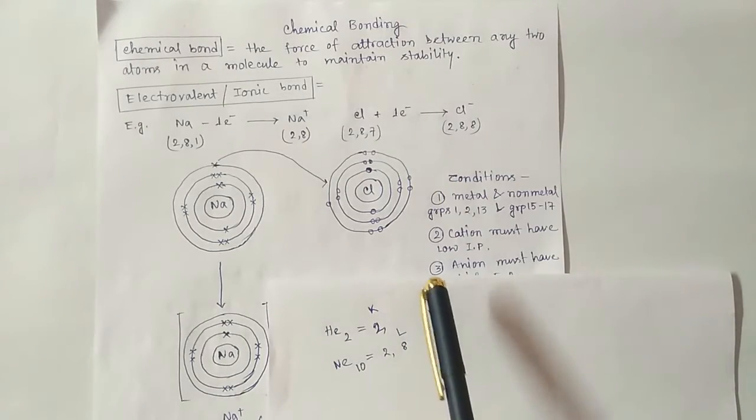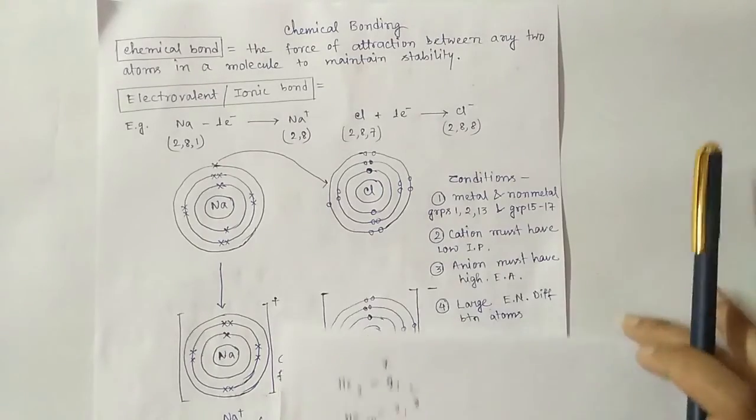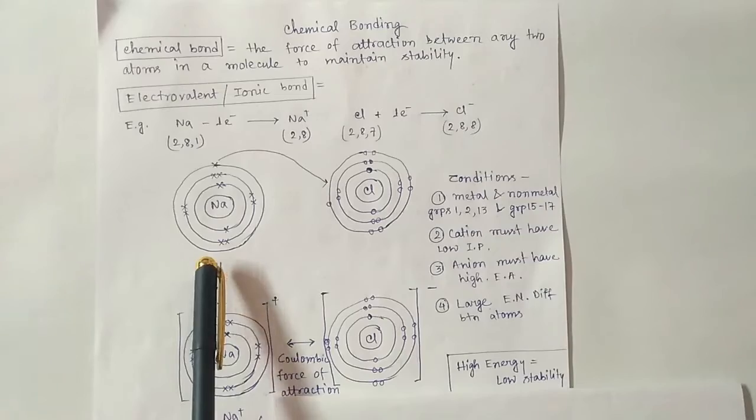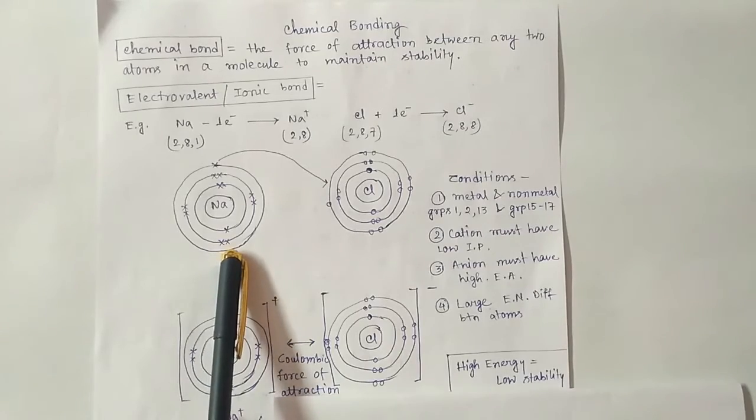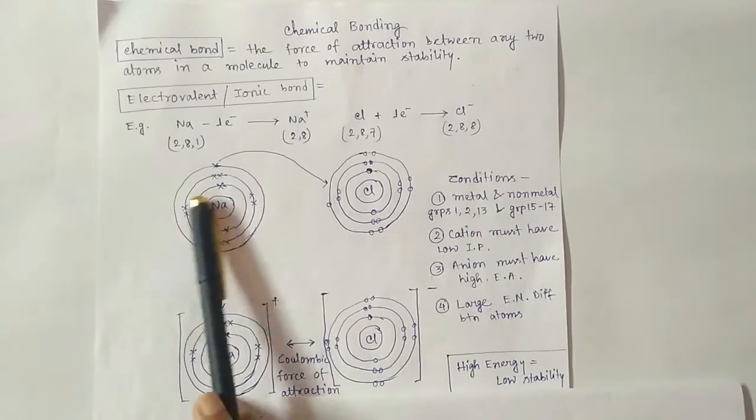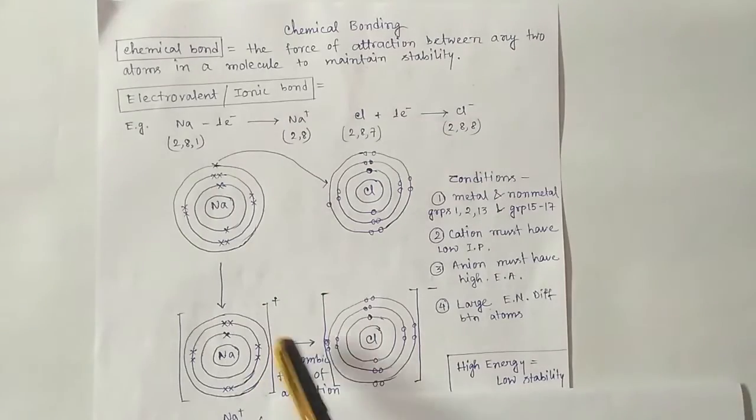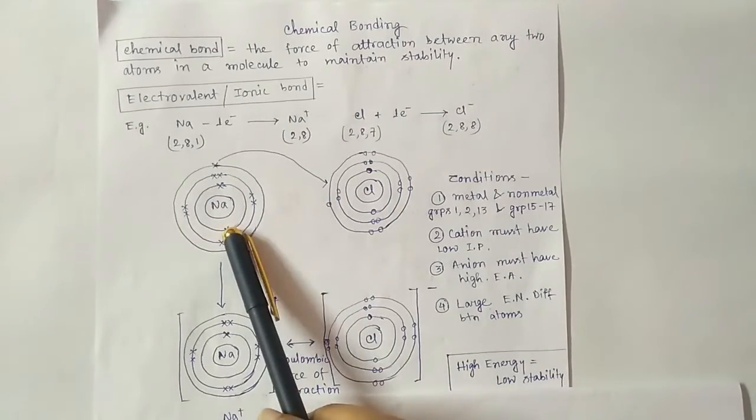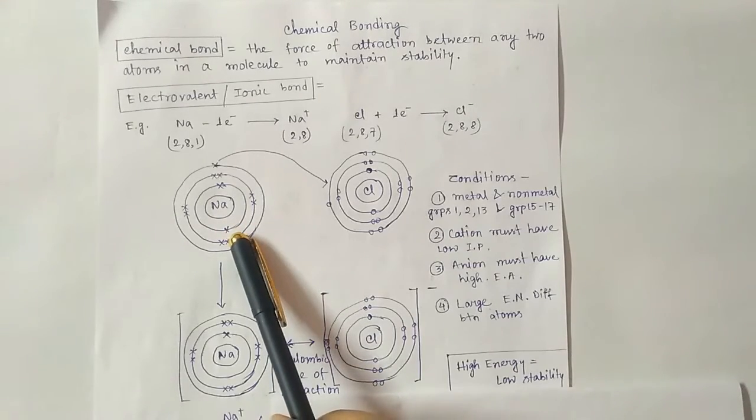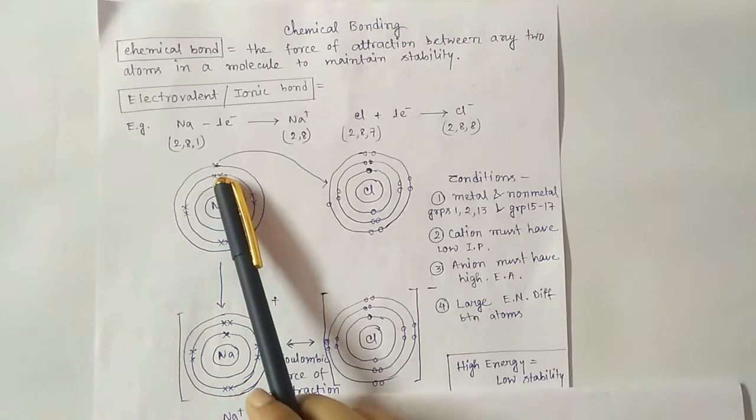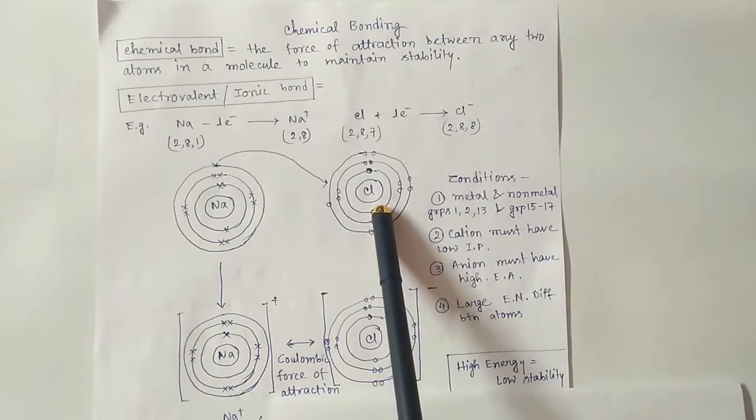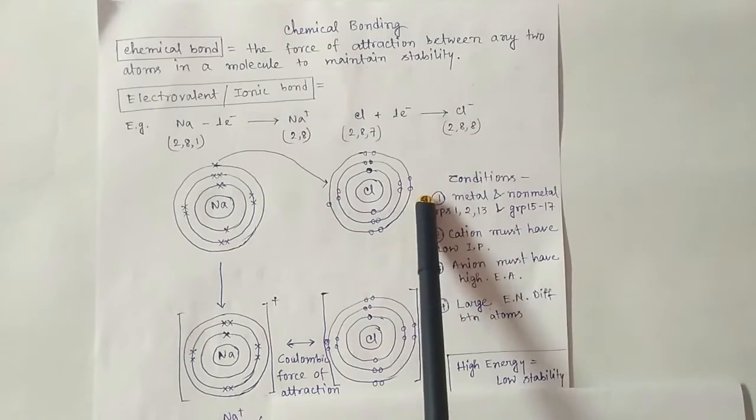Okay, so this symbol indicates the electrons of sodium, and I have just drawn a picture here. This is the orbital picture. Sodium has 2 electrons in the first shell, 8 electrons in the second shell, and the third shell has only 1 electron. Chlorine has 2 electrons in its first shell, 8 in the second, and 7 in the outermost shell.